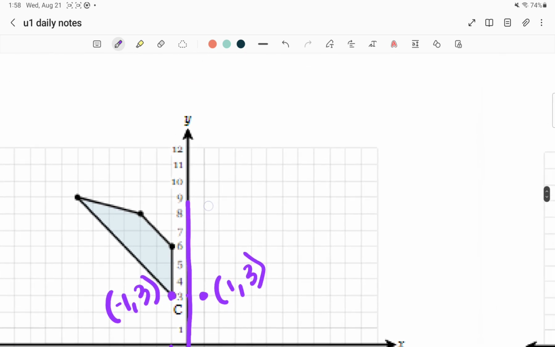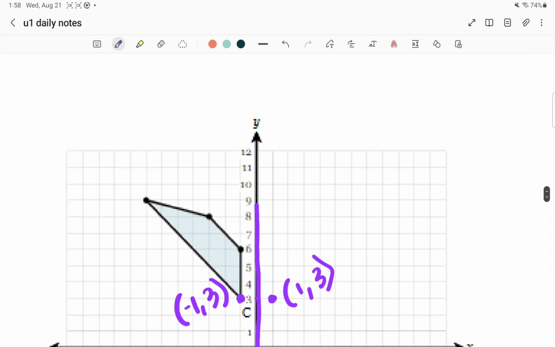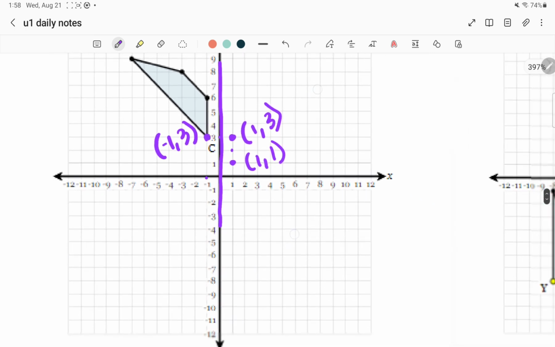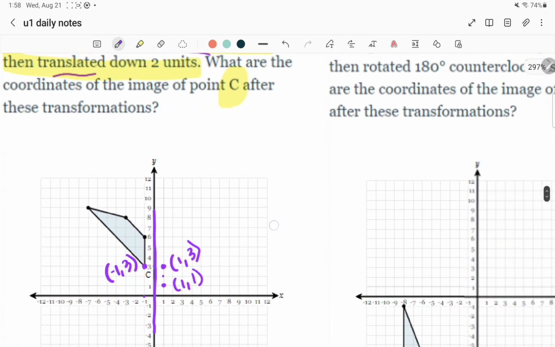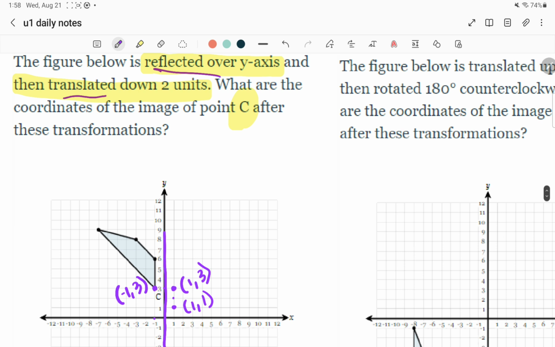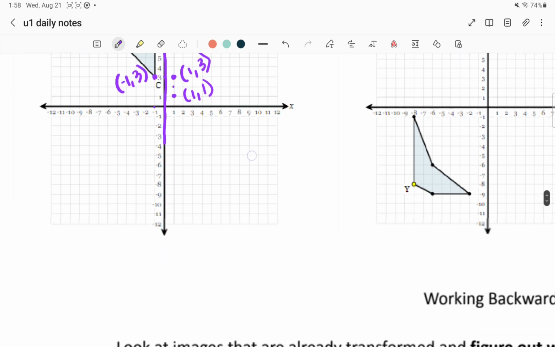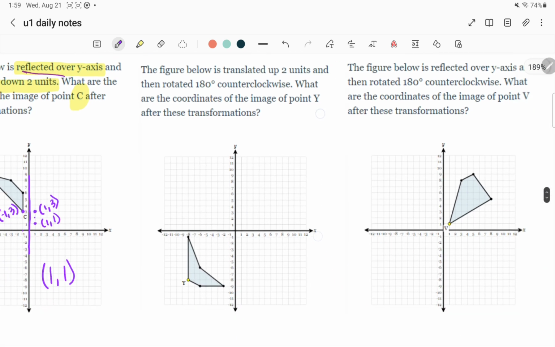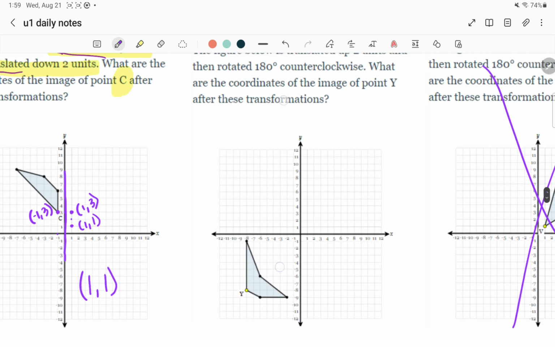Okay? After that, it says to translate down 2 units. So I'm going to go from here, 1, 2. That coordinate point is 1, 1. And that is what I would put into Delta Math, because now that I've reflected and translated, it's asking me where the coordinates end up. Okay? So 1, 1. I'll do it one more time and then we'll move on. So we're going to cross that one out.